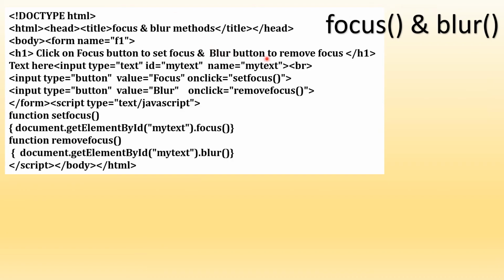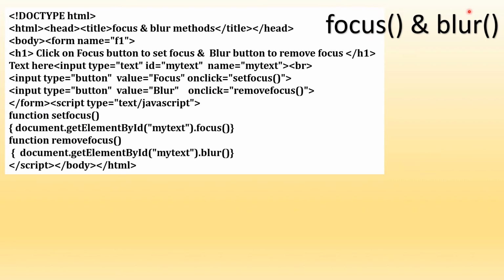The next two methods we are going to learn are focus and blur. The focus method is used to give focus to an element, and to remove the focus we use the blur method. We'll see with an example here. In this form I have an H1, a text field, and two buttons. This is just to show you how it is done. You don't have to worry about this program. You need to understand what the two methods are.